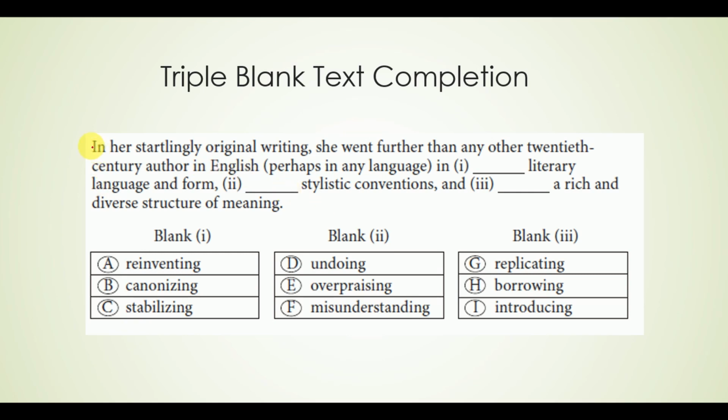Here you have a triple blank text completion with 1, 2 and 3 blanks. These are the options for blank 1, these are options for blank 2 and these are options for blank 3. Remember, to get a complete score, you have to get all 3 blanks correct. There is no partial scoring.